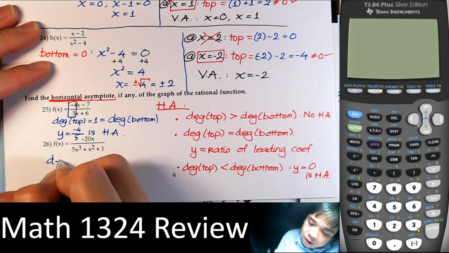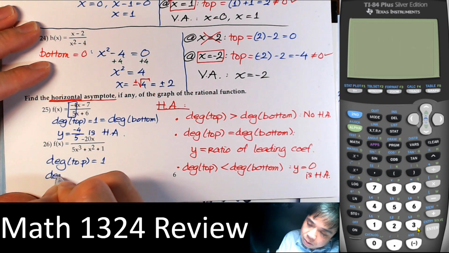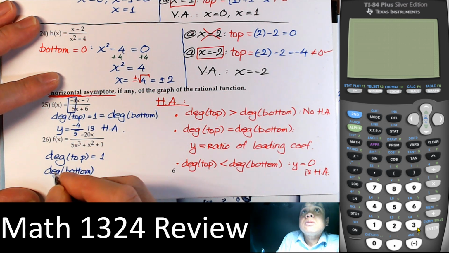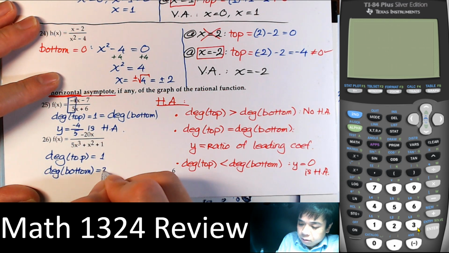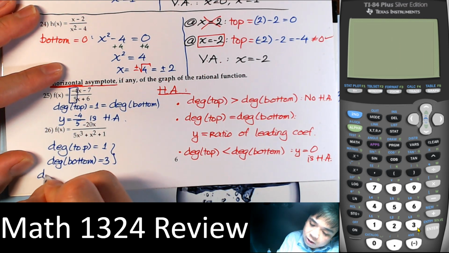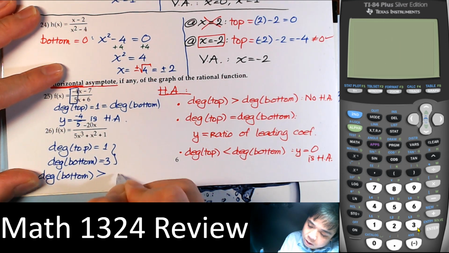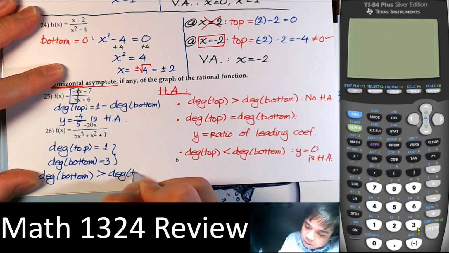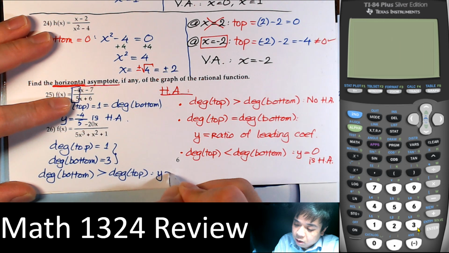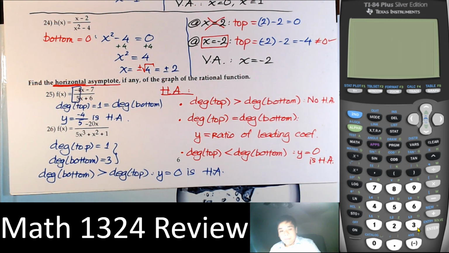Number 26, degree on top is 1, degree at the bottom is 3. So degree at the bottom is bigger than degree on the top. If bigger degree at the bottom, then we have y equal to 0 as the horizontal asymptote.